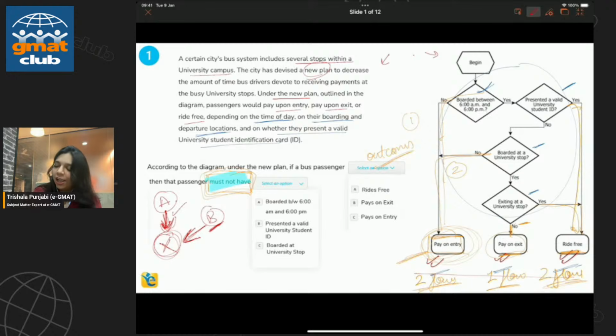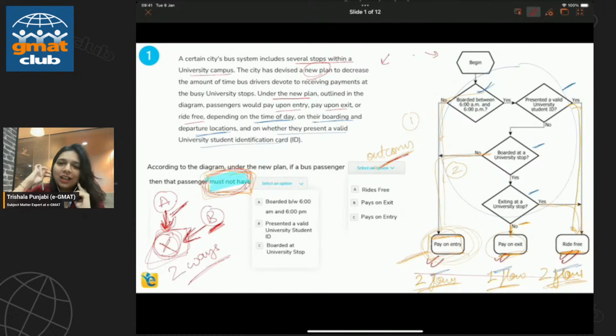We can't say that. So what do we get out of this? If there are two ways to get to one particular path, we cannot say with certainty that either A happened or B happened. Is that clear to everybody? So now that this concept is clear, what does this mean for our question? When this says must not have, what is the inference that we are drawing out of it? Think about it. Answer is C. We'll get to that.